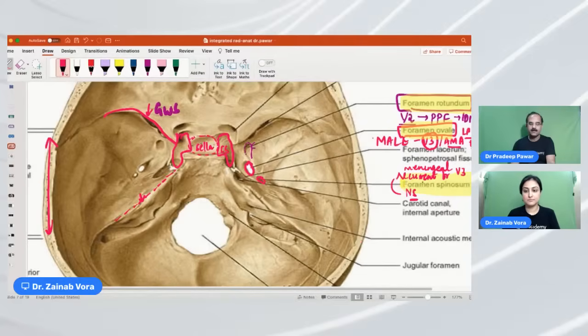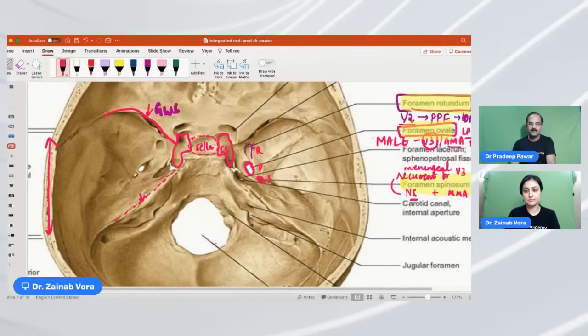And the artery which comes with it is the middle meningeal artery, which is a branch of the first part of the maxillary artery. Okay, so through the foramen spinosum pass the nervus spinosus and the middle meningeal artery. I hope this is clear to all of you.